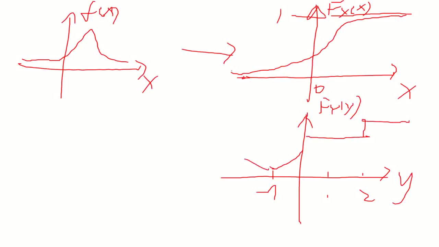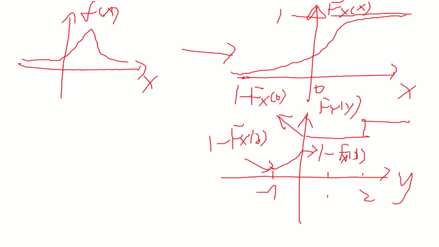And this is 1 minus capital F of 2. And this is 1 minus capital F x of 1. And this is 1 minus capital F of 0. And this equals 1. And further, we can get the PDF of y.